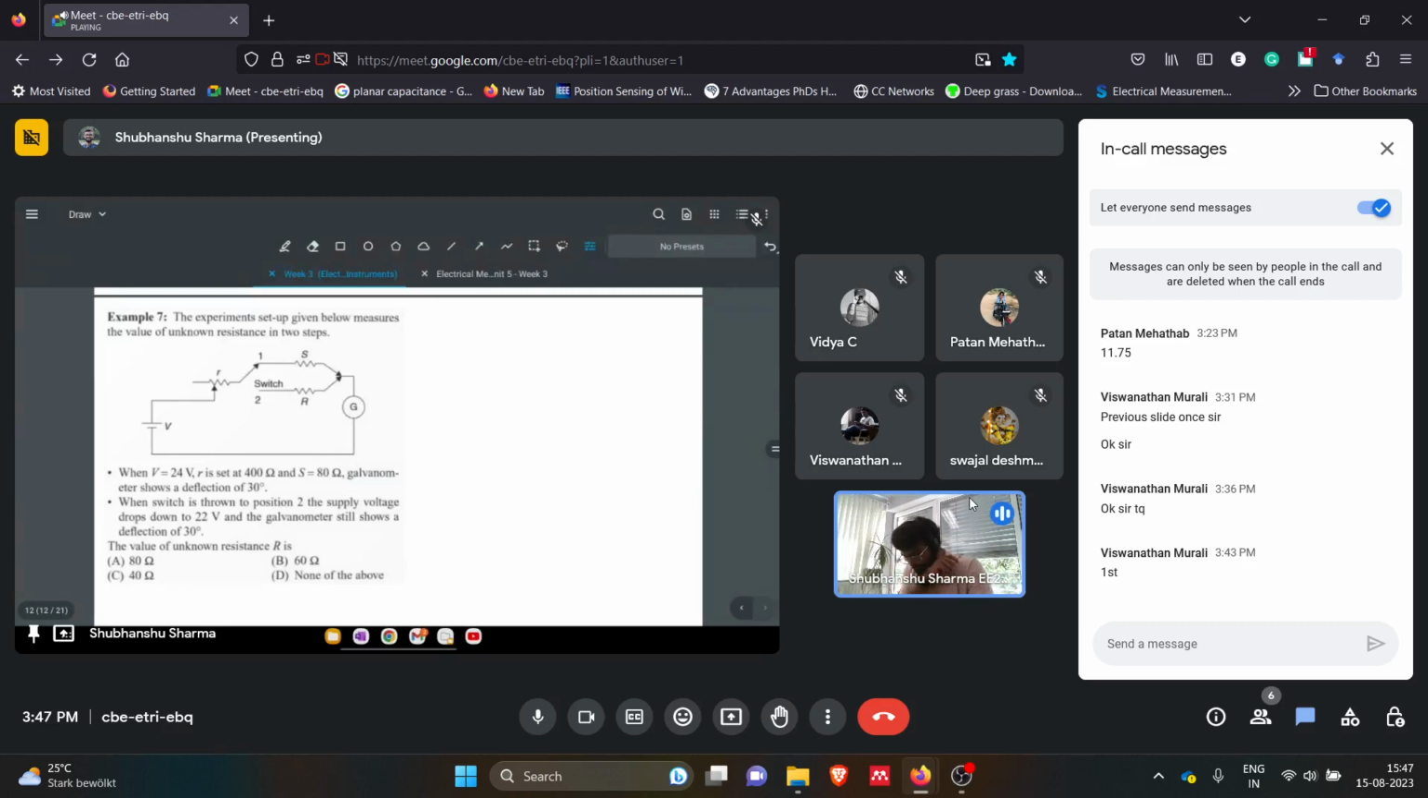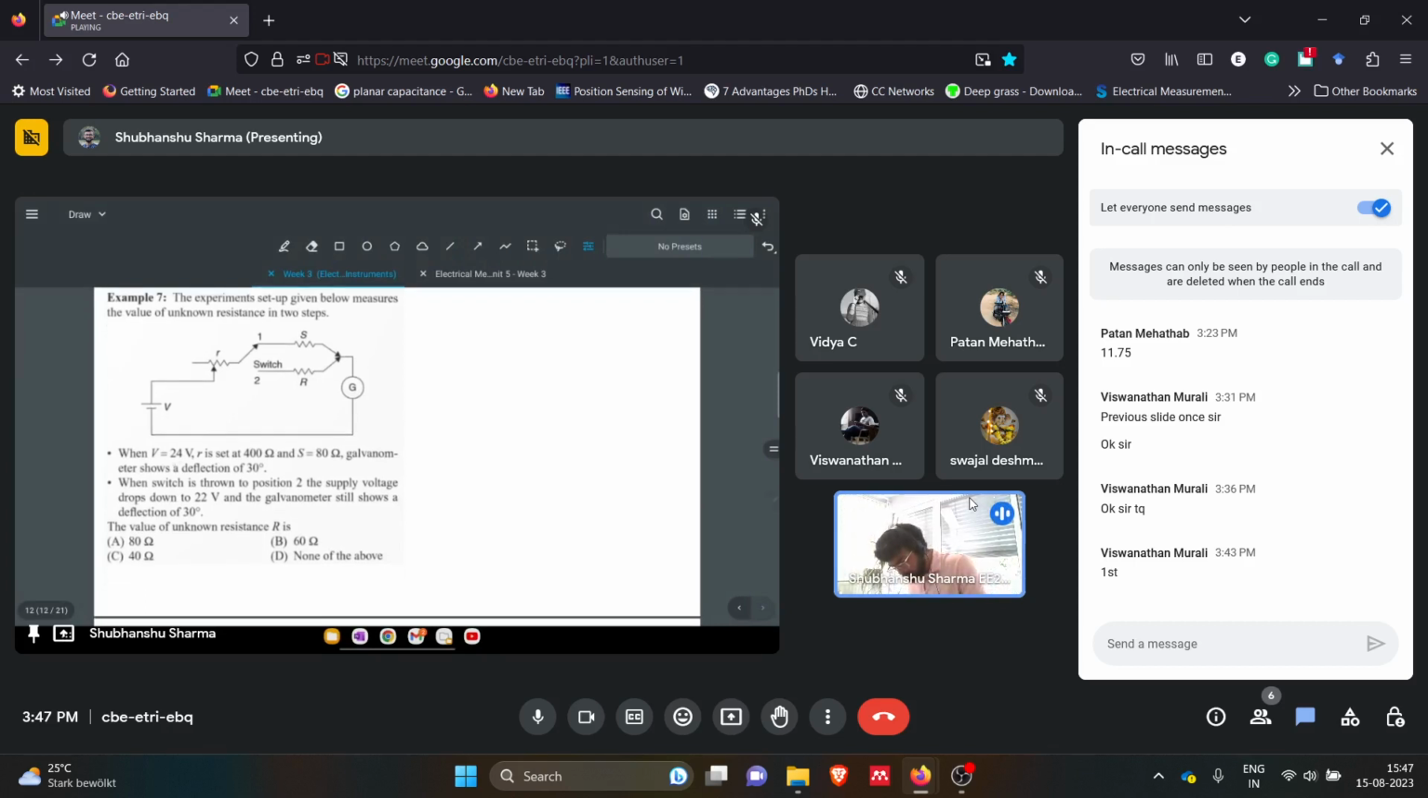So the question is simple. It's saying the experiment setup given below measures the value of unknown resistance in two steps. Okay, so we have V equals 24 volts. So they are measuring basically this unknown resistance R. So they are trying to measure that R.